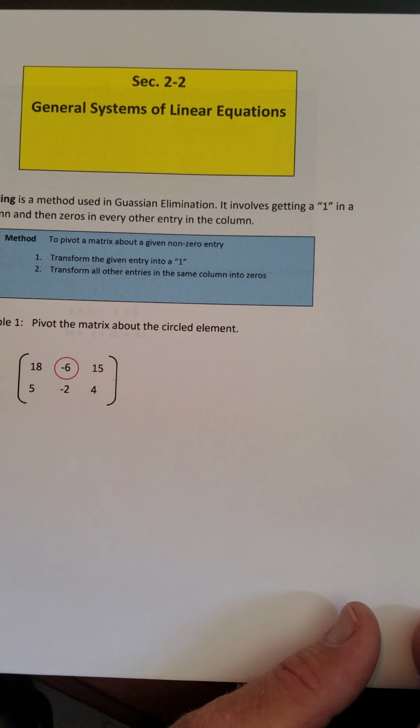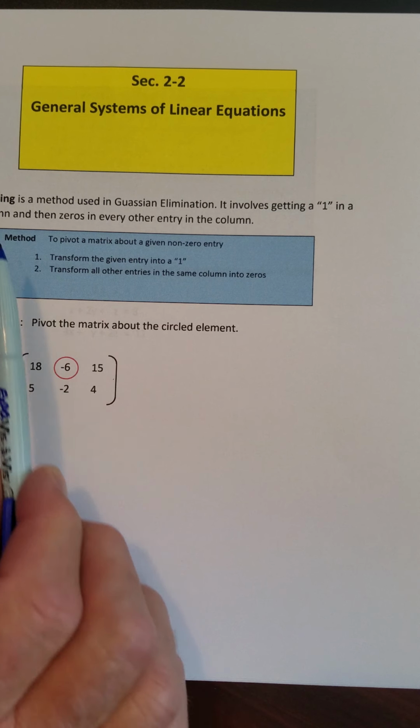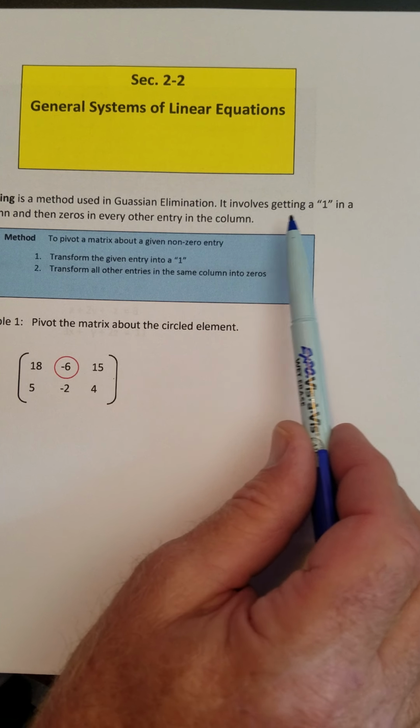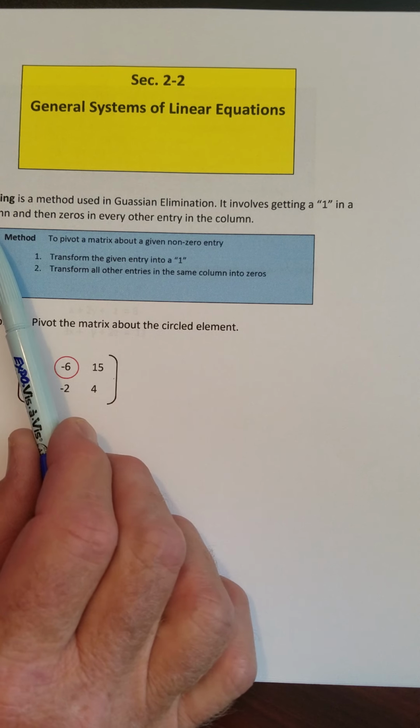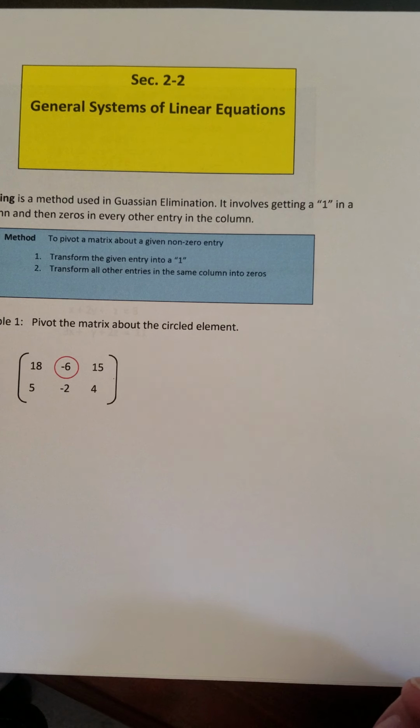Again, sometimes I mess that up or mix it up with the Gauss-Jordan method. It's the same thing. We're going to start off today talking about pivoting. Pivoting is a method used in Gaussian elimination. It involves getting a 1 in a column and then zeros in every other entry in the column.